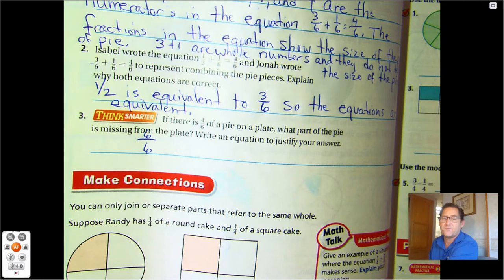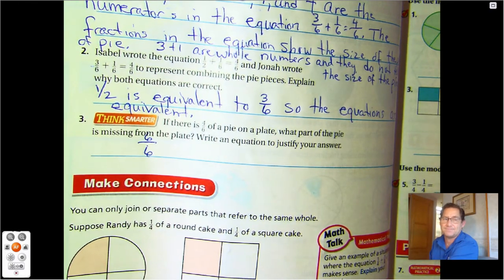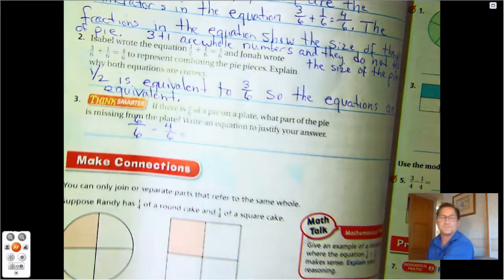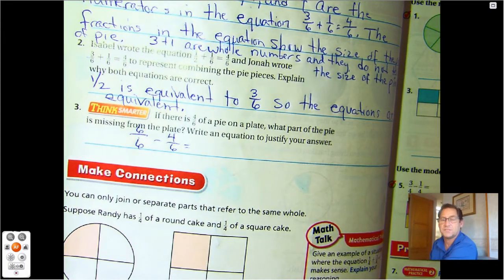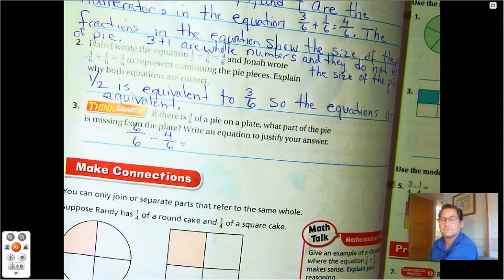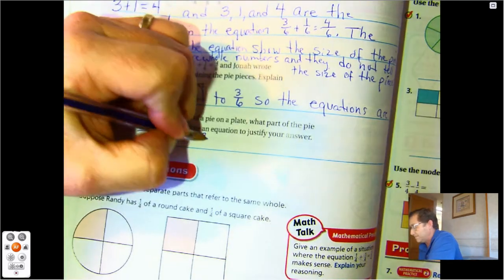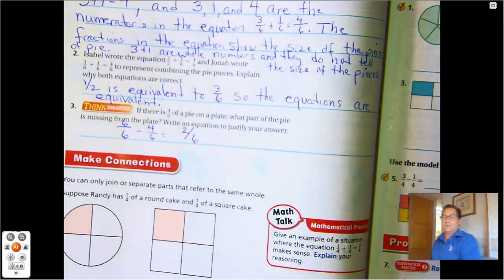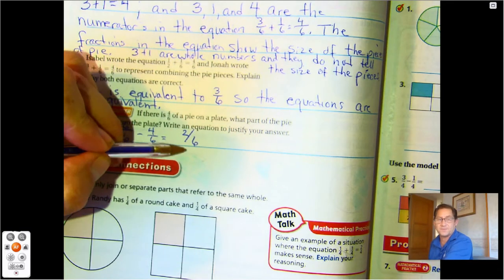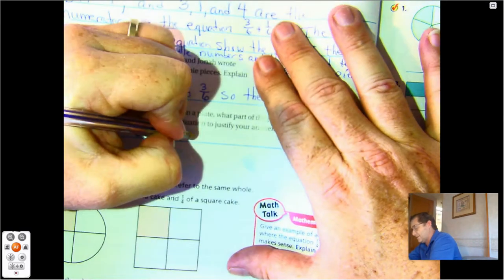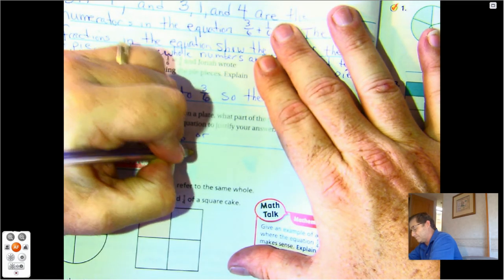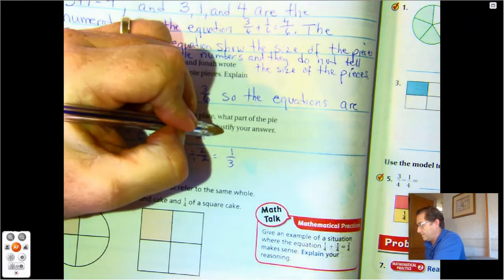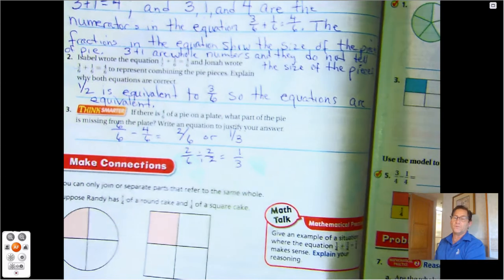There's 4 sixths of pie on a plate. So minus 4 sixths, because that's what's on the plate, how much is missing? 6 take away 4 is 2 out of the 6 pieces. So 2 sixths. Now I can also rewrite 2 sixths, right? Because 2 is a factor of 6. So I could say 2 sixths or 2 divided by 2, which would give me 1/3. Okay, so 1/3 of the pie is missing.